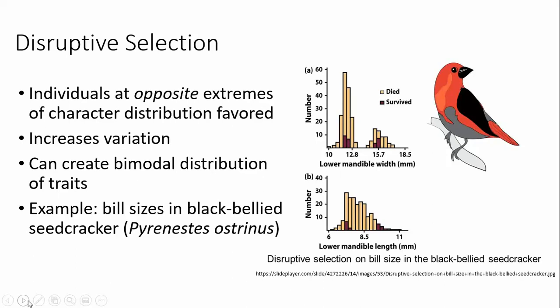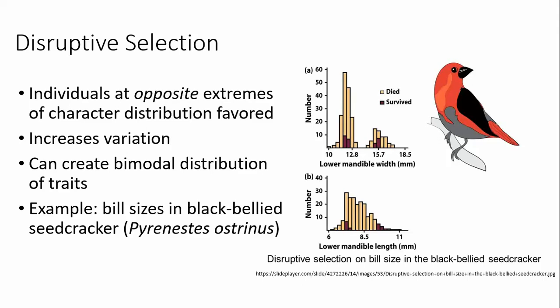All right. Then disruptive selection. This is where an intermediate trait is going to be negatively selected against. It's going to be a disadvantage. Here's an example. This is a type of bird called a black-bellied seedcracker. In this bird, if you have a smaller beak width, you're going to survive. If you have a larger beak width, you're going to survive. But if you have an intermediate width beak, you're not going to survive. These are data that have actually been collected in some places, looking at the effect of environment on the selection of these traits.